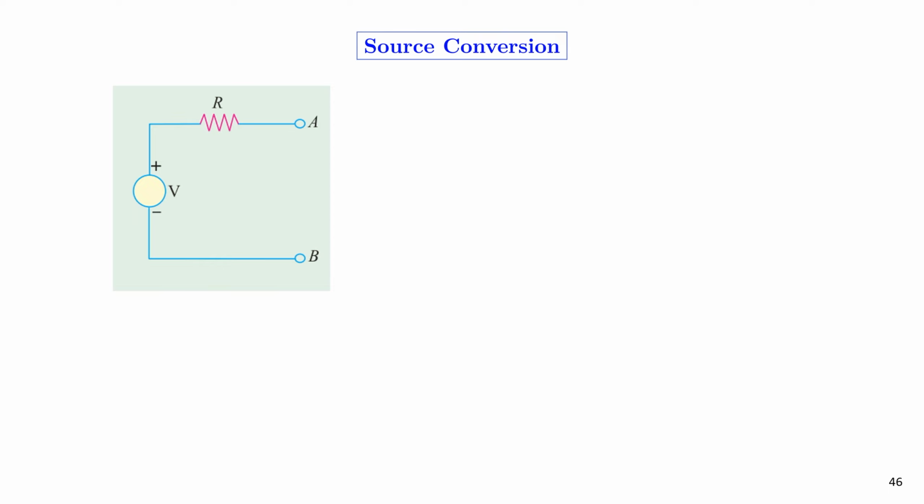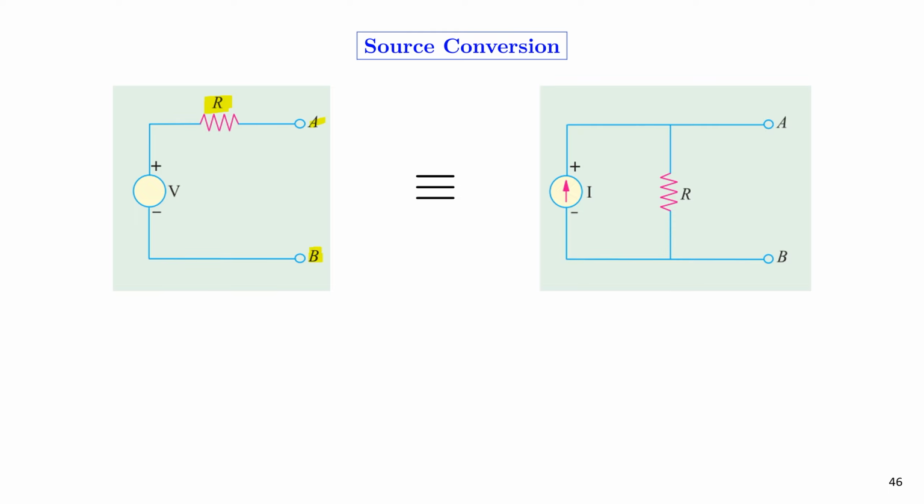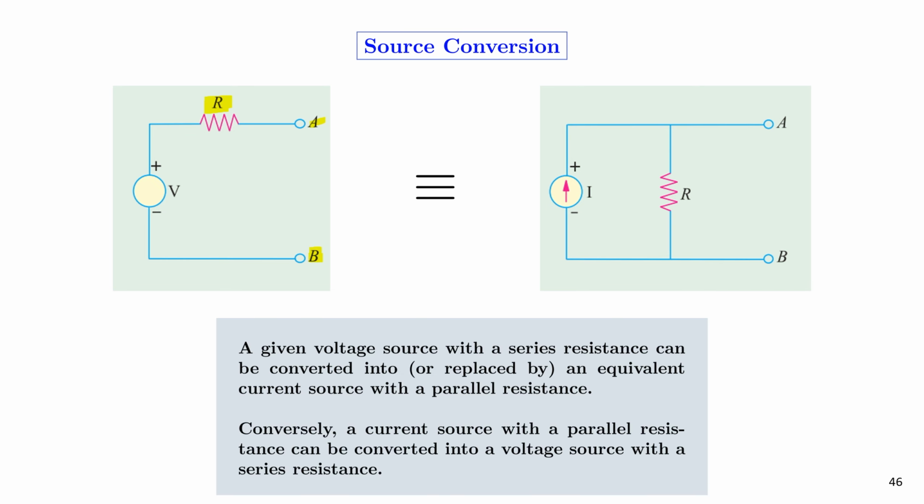Let us see how to transform a voltage source into a current source. What we have in the figure is a voltage source whose polarity is shown, and there is a series resistor that is connected to the voltage source. The points A and B are open circuited. Then, according to the source conversion theorem, a given voltage source with a series resistance can be converted into, or replaced by, an equivalent current source with a parallel resistance. So that is shown schematically in the second figure.